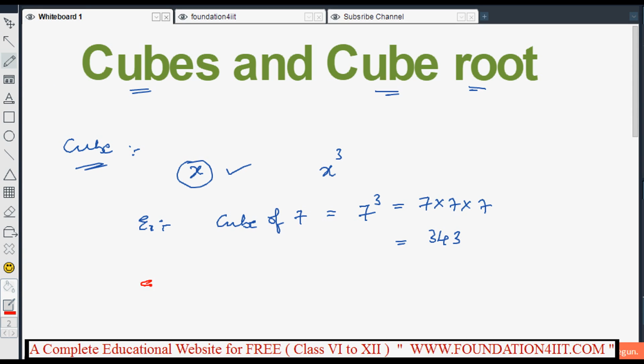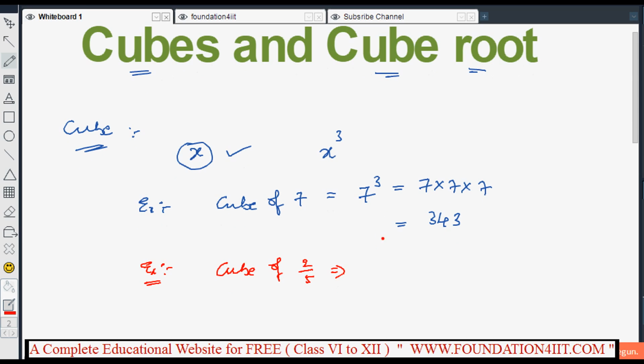You can take fractions and decimal numbers too; the same rule applies. For example, the cube of 2 by 5. The cube of a number is that number raised to the power 3, so 2 by 5 whole to the power 3. We can write this as 2 by 5 into 2 by 5 into 2 by 5. If you multiply all the numerators and denominators, 2 4s are 8, and 5 5s are 25, and 25 5s are 125. Now this is the cube of 2 by 5.